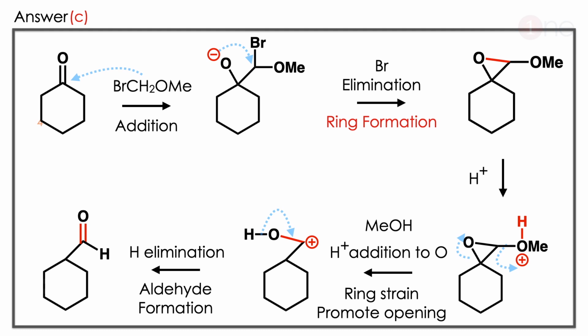Here you have to know that the reagent itself has a leaving group as well as enables the new carbon-carbon bond formation. If ring strain is there, the reaction always opens it. So the final product is clearly an aldehyde. The answer is C.